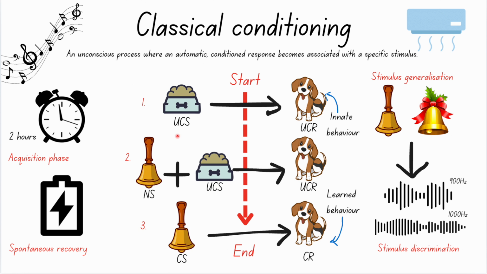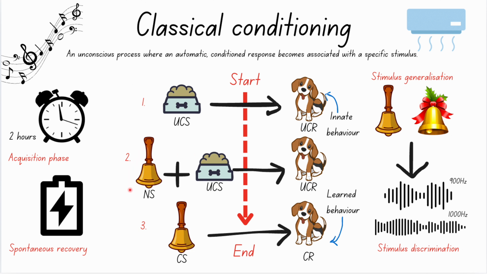Firstly, the UCS stands for the unconditioned stimulus, which is defined as the stimulus that produces the response naturally. In this example, it is the dog food. So naturally, a dog will salivate to the dog food. This is called the unconditioned response, which is the response that is an innate behavior of the animal.